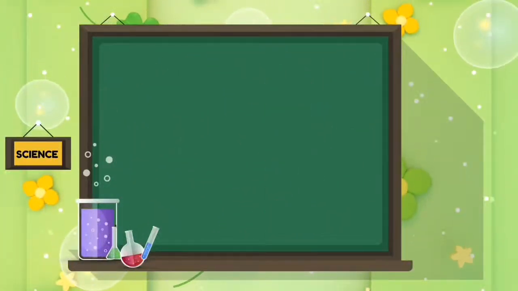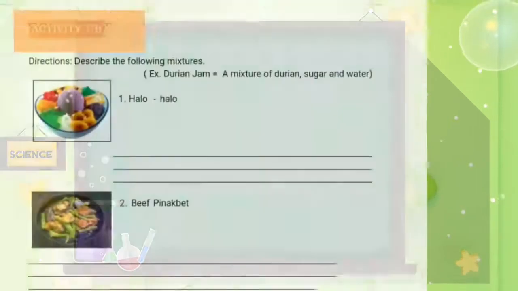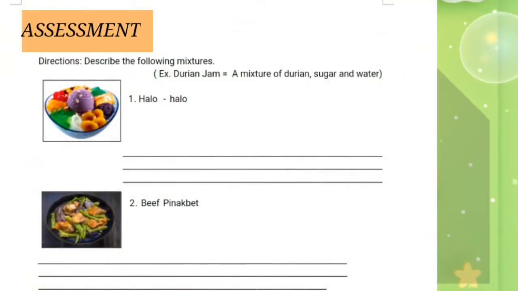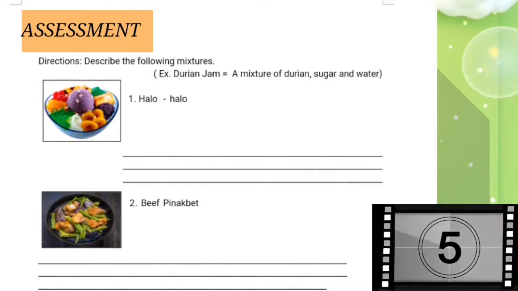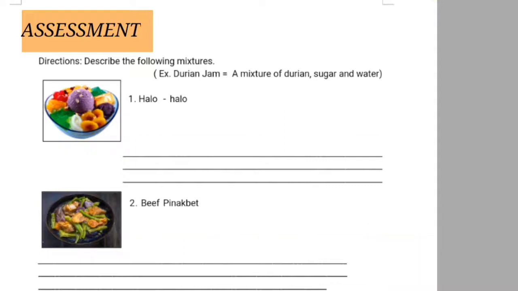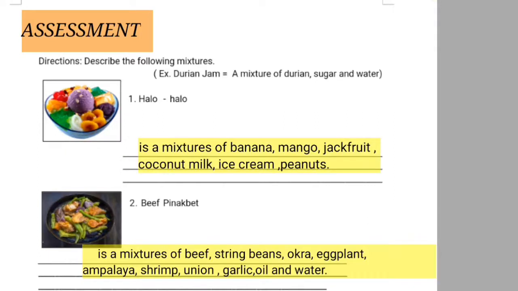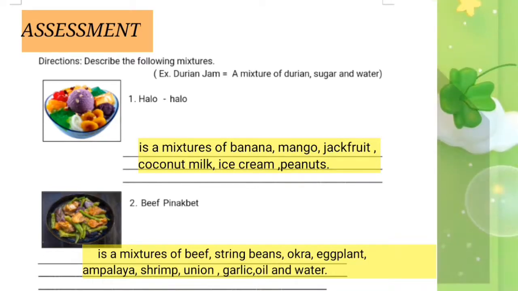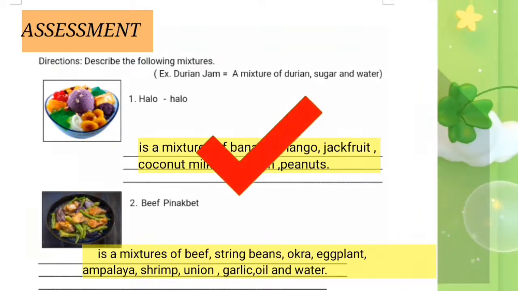Here is your assessment. Describe the following mixtures. If your answer is that halo-halo is a mixture of banana, mango, jackfruit, coconut milk, ice cream, peanuts, and beef pinakbet is a mixture of beef, string beans, okra, eggplant, ampalaya, shrimp, onion, garlic, oil, and water, that's correct.